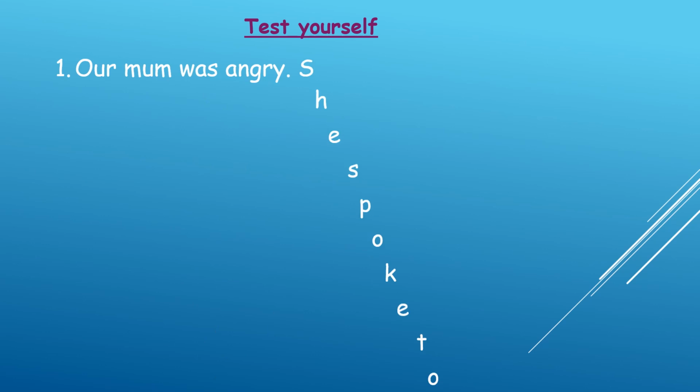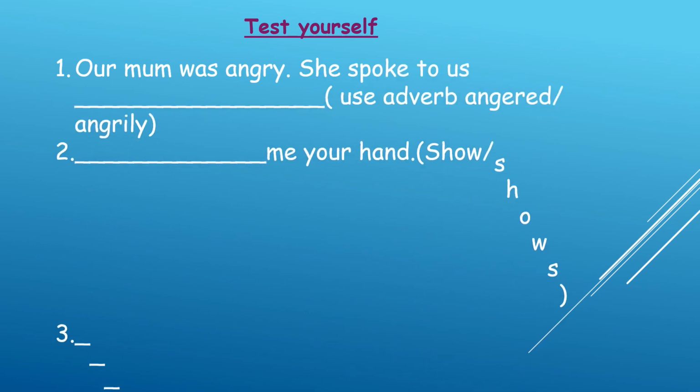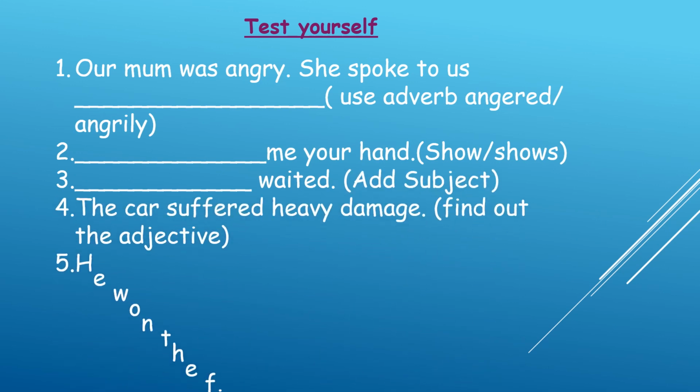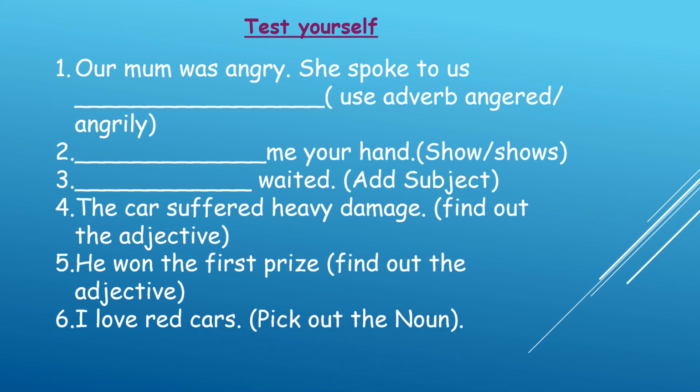So I hope, children, you understood this chapter. This is a test for yourself. Choose the correct answer from the given bracket. Number 1, our mom was angry. She spoke to us. Use the adverb. Two answers are given, angered and angrily. Number 2, dash me your hand. Show, shows. Number 3, dash waited.